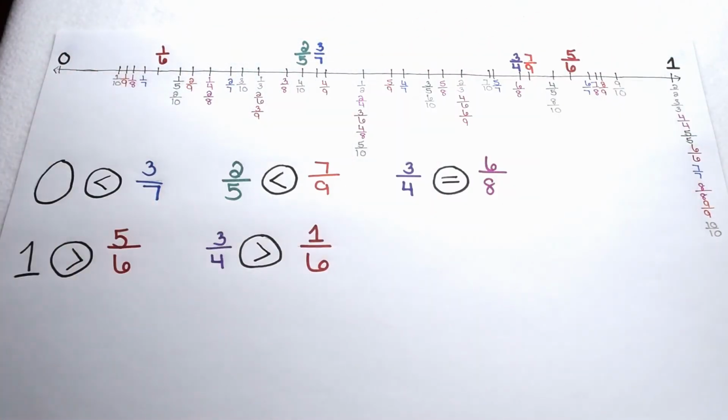Once we set up an accurate number line, we can pretty easily visually compare which fractions are bigger than which others.